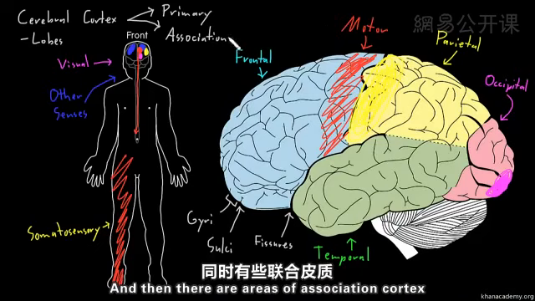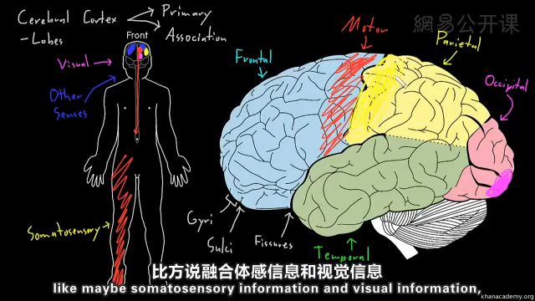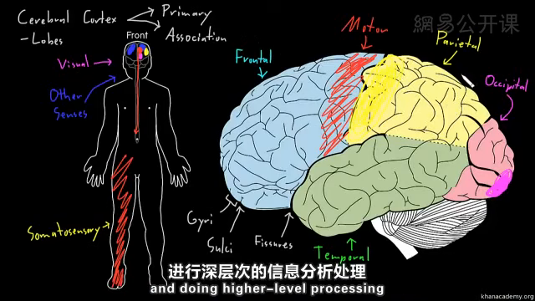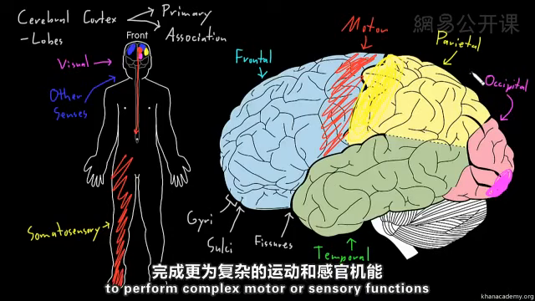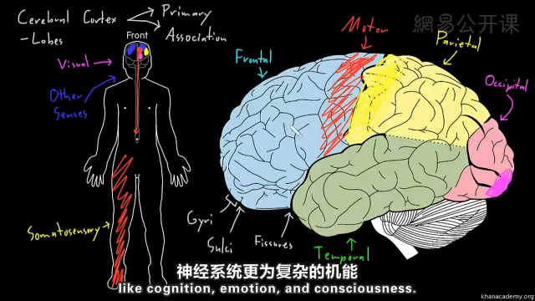And then there are areas of association cortex that are taking in different types of information, like maybe somatosensory information and visual information. And they're integrating that information and doing higher level processing to perform complex motor or sensory functions and to produce the higher functions of the nervous system, like cognition, emotion, and consciousness.